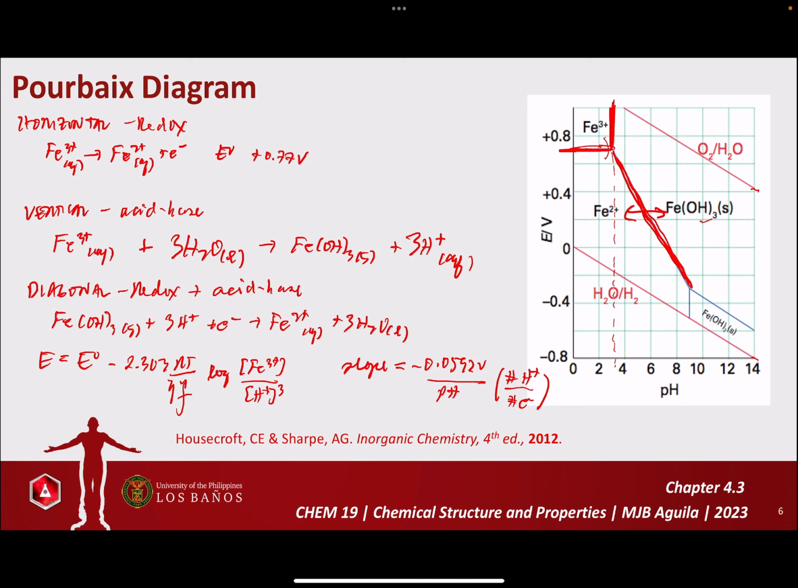So the Pourbaix diagram is an important diagram that environmentalists or corrosion chemists actually take a look into. And with that, this ends our discussion for the Pourbaix diagram.